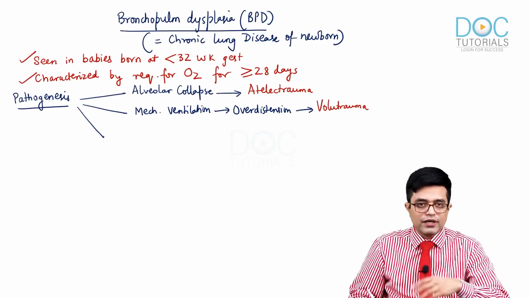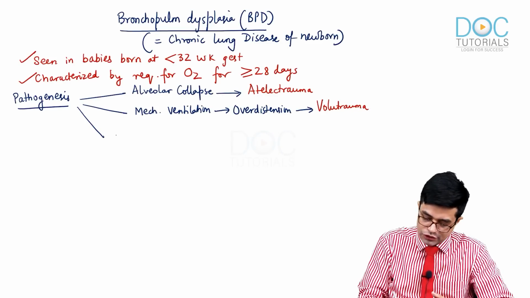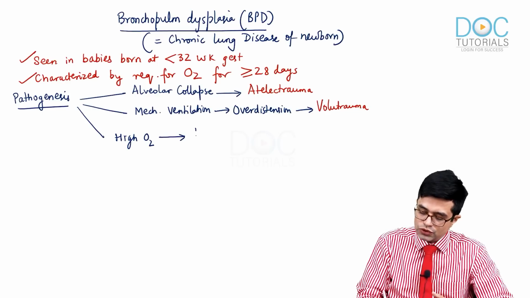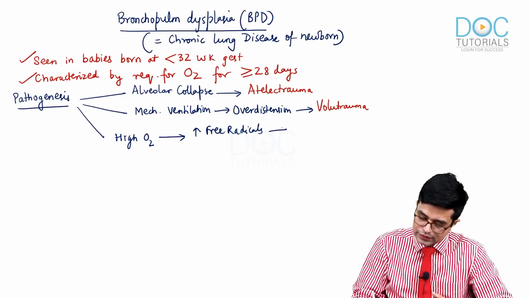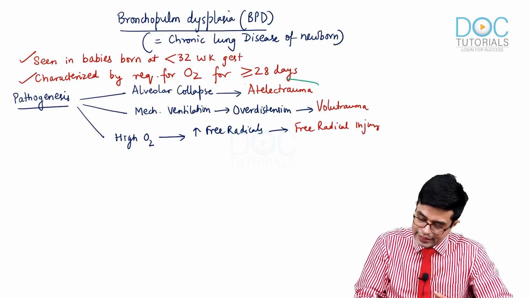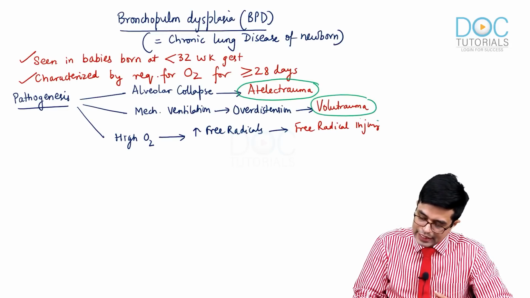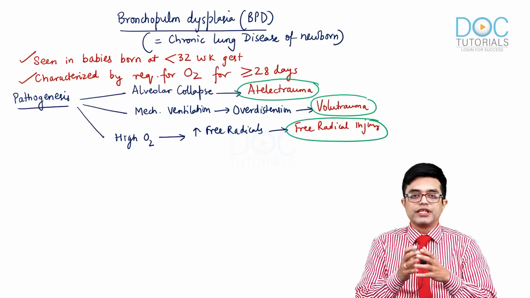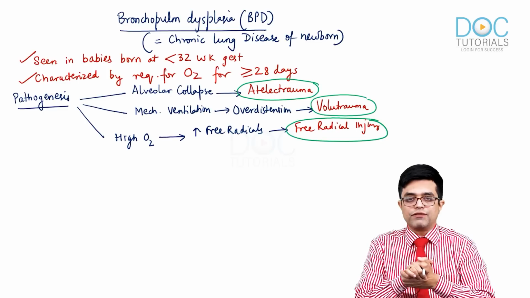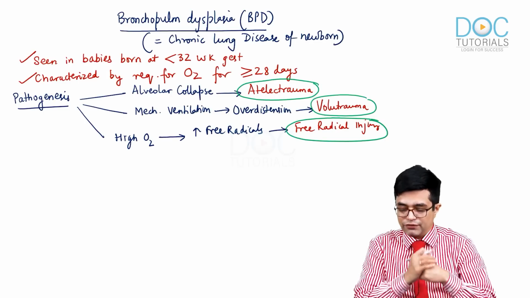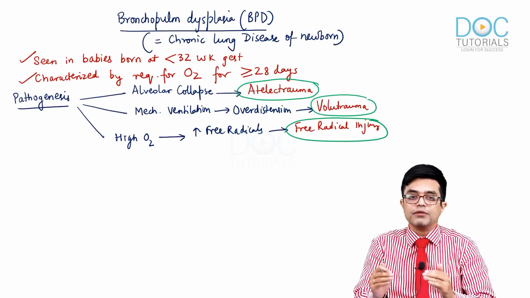And third, you are giving high concentration of oxygen, right? So high oxygen concentration is being given. This high oxygen concentration will produce more free radicals, and that will cause free radical injury. The combination of these three factors, atelectrauma, volutrauma and free radical injury, produces significant changes in the structure and function of epithelial lining of the airways, producing bronchopulmonary dysplasia.